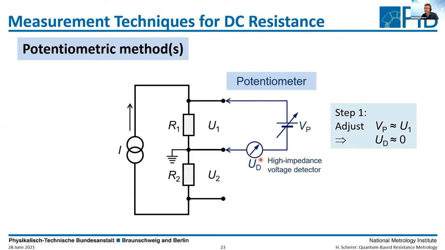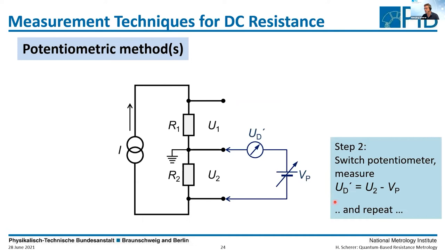And so in the first step, you would connect your potentiometer to, let's say, resistance number one, and you would adjust a compensation voltage VP here in a way that you nearly completely compensate the voltage drop U1. You would measure the remaining voltage, which is very small or close to zero, with this detector. Then in the next step, you would just switch the potentiometer, without changing anything, to the second resistor and measure the change in this voltage difference now.